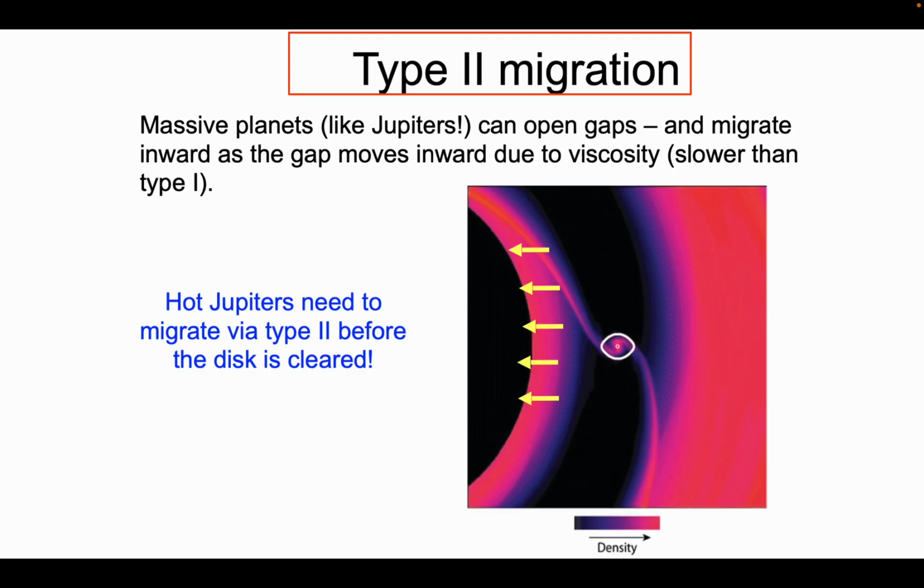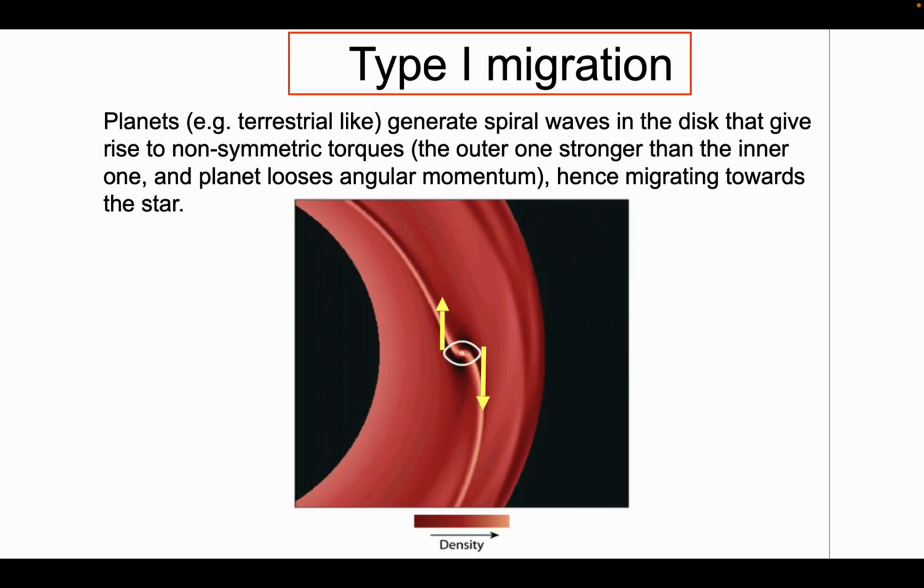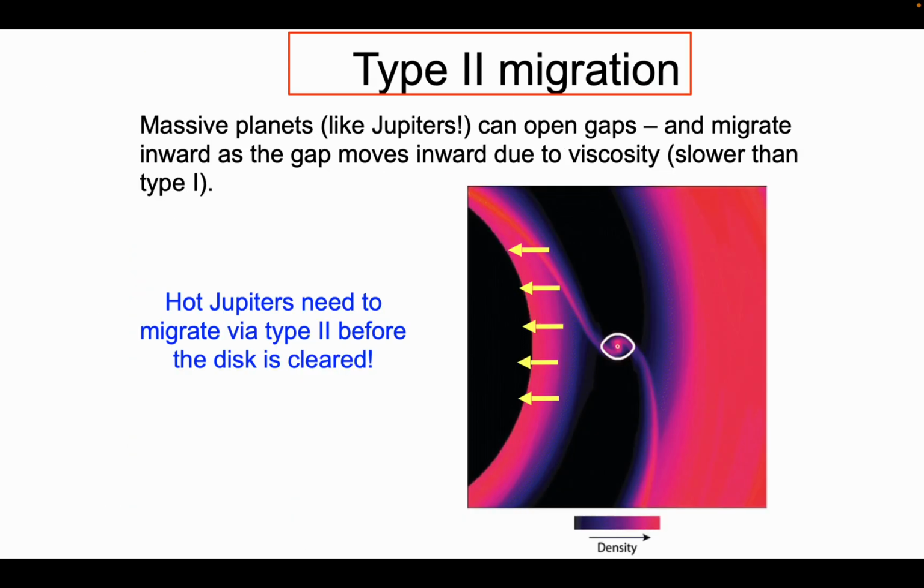In the second type of migration, massive planets like Jupiter can open gaps and migrate inward as the gap moves inward, due to viscosity, lower than type 1. It is believed that a hot Jupiter needs to migrate via type 2 before the disk is cleared. We will not discuss the migration thing very deeply.